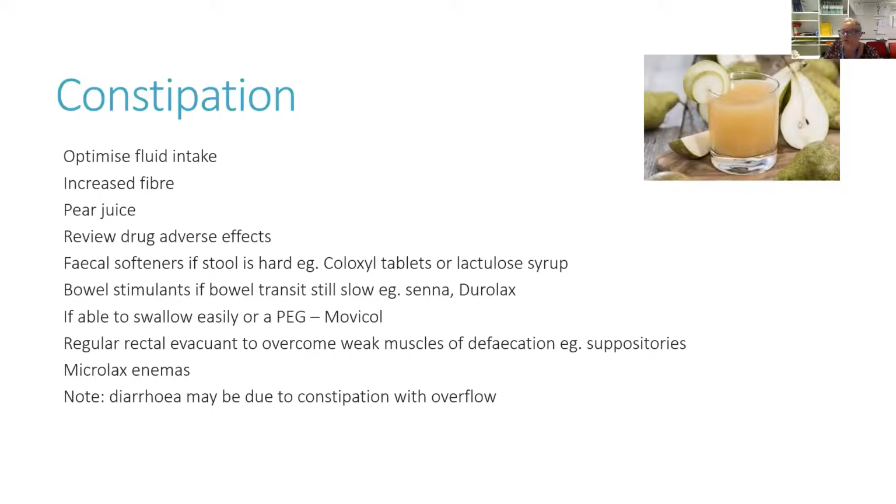Pear juice. Pear juice is an amazing thing that you should have in your fridge or your pantry all the time. I think it's one of the best natural cures of constipation that there is. I've got a new little granddaughter, and I feed her pear juice as well.